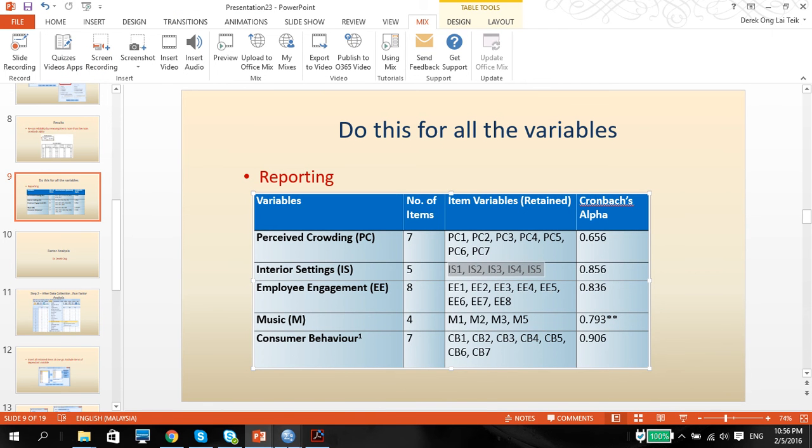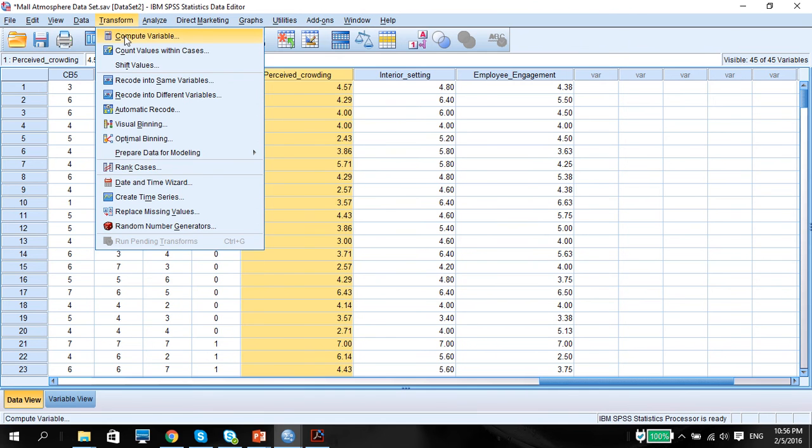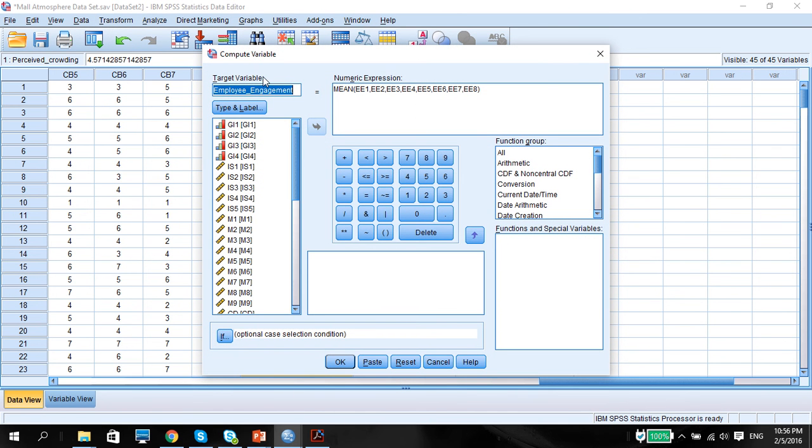Music is M1, 2, 3, 5. So we do that. Music: M1, 2, 3. Make sure you remember the comma. And 5.